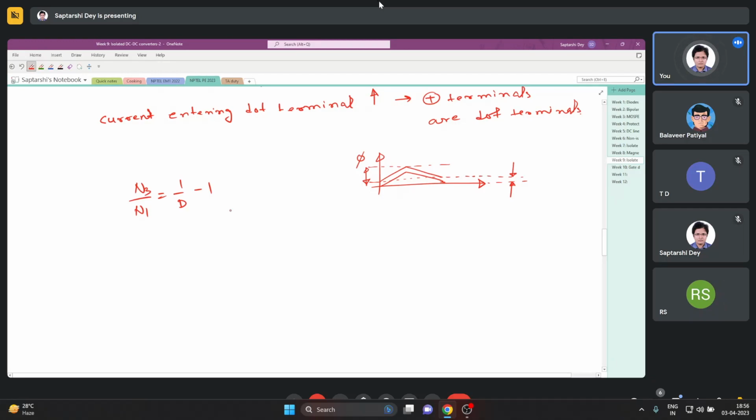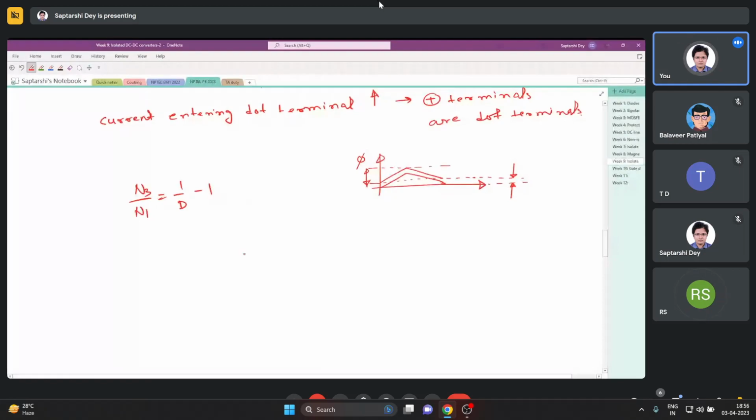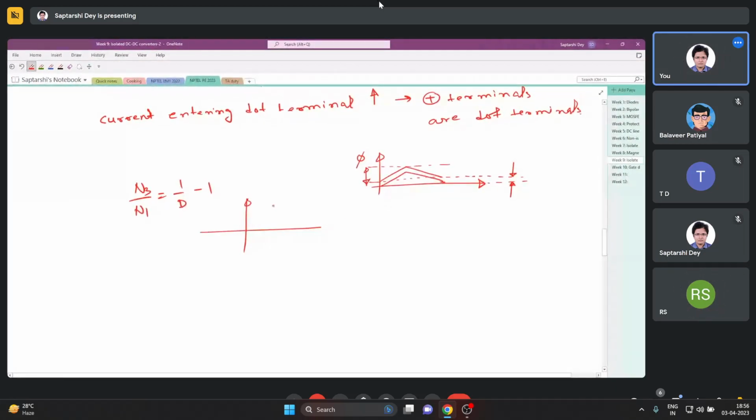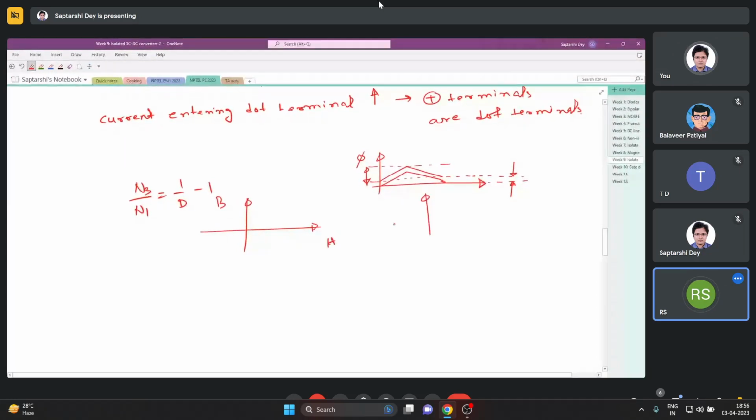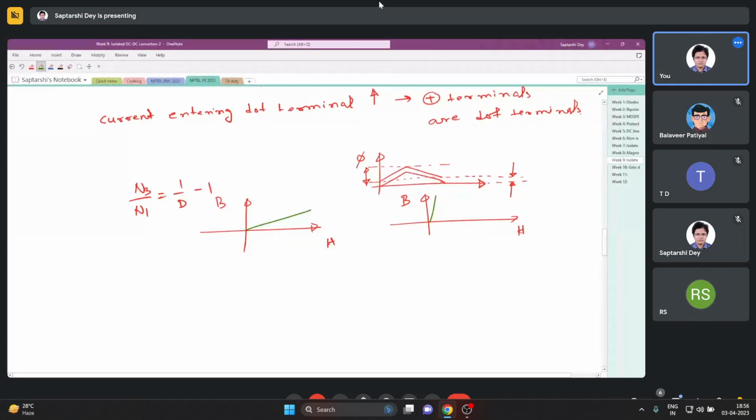But I think Professor Umanand discussed these things in one lecture: what is the desired BH curve of the material for an inductor and for a transformer. If you have this, and if you have this, the one on the right is the transformer core.